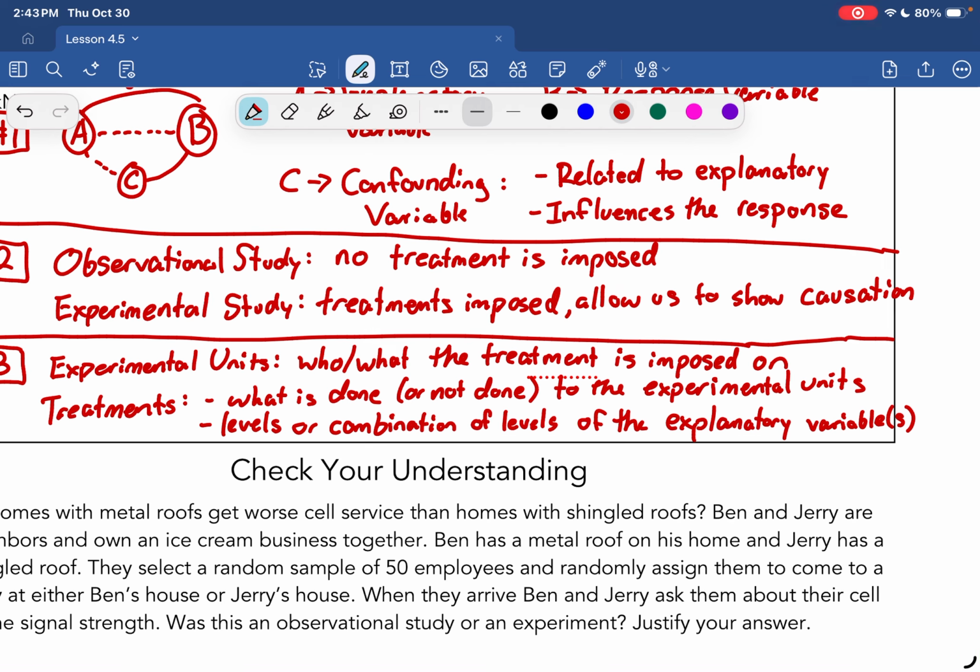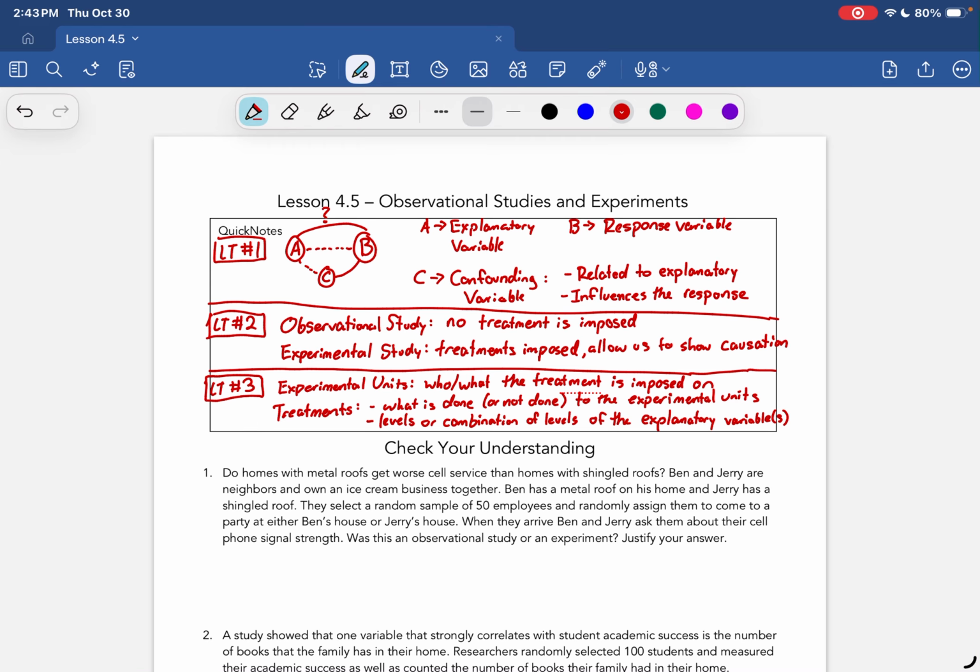Okay, so you have those three different learning targets here. Again, I feel like this should feel more like just some vocab. You've probably already seen this. If you've done any science class with any labs, you kind of have an idea of what's an experiment or what's an observation and whatnot. So from there, experimental units are your who, your what. Treatments are what you're doing for each of these.